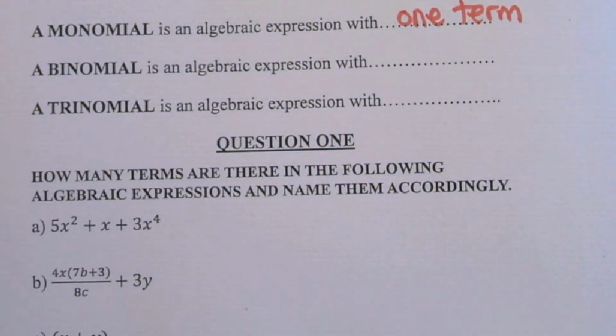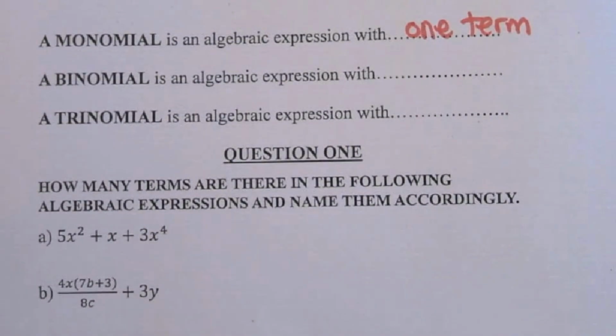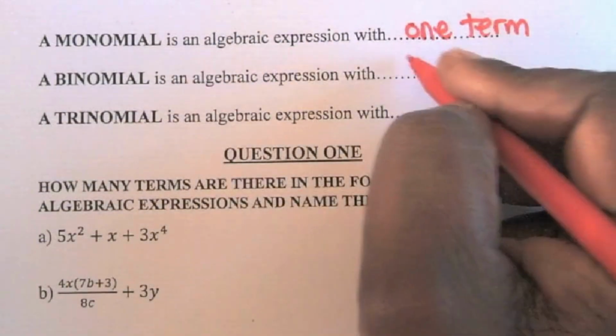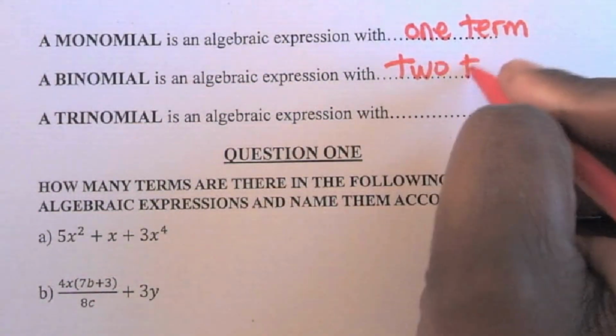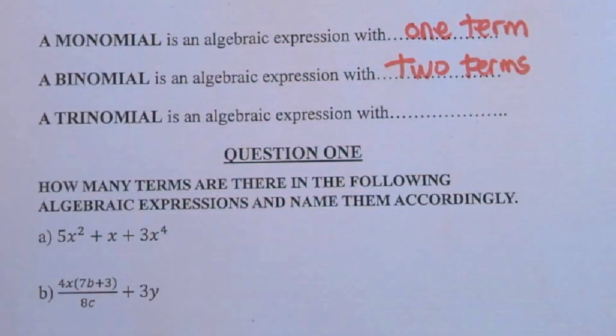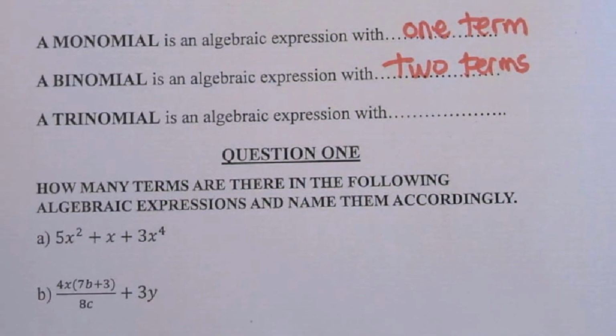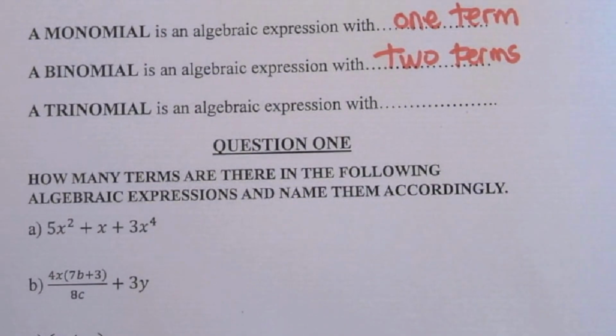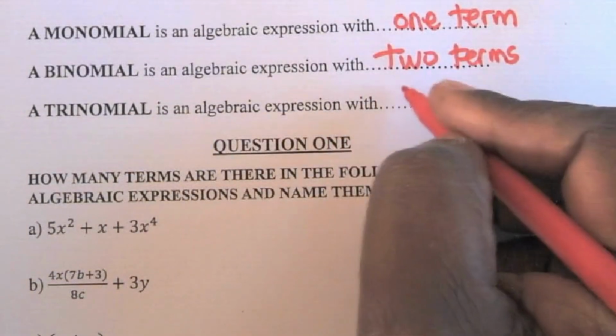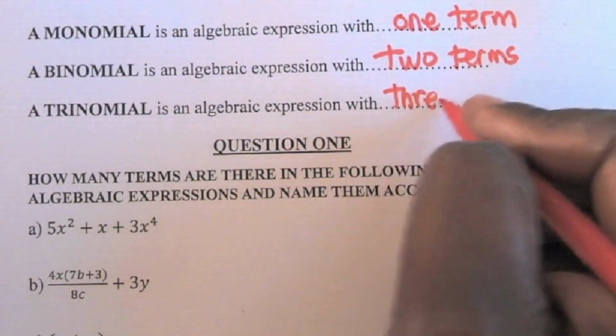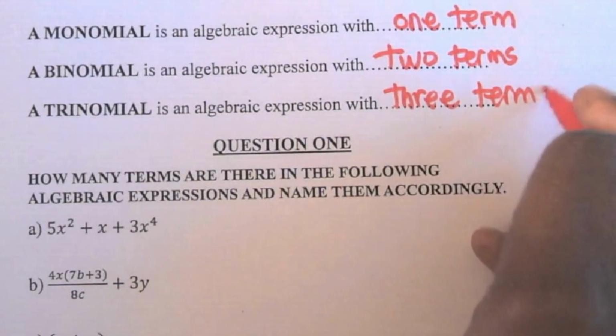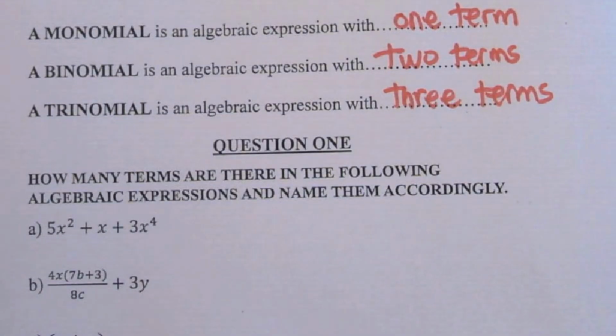A binomial is an algebraic expression with two terms. And a trinomial is an algebraic expression with three terms. Question 1. How many terms are there in the following algebraic expressions, and name them accordingly?